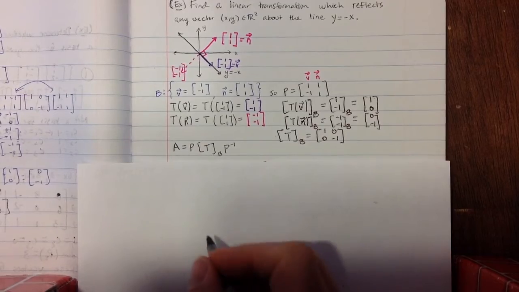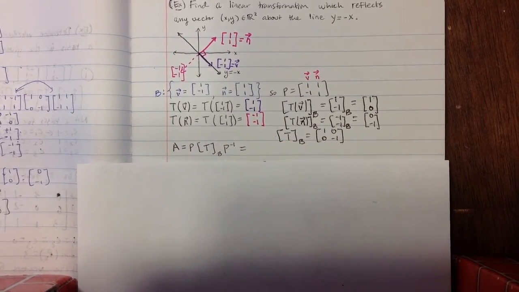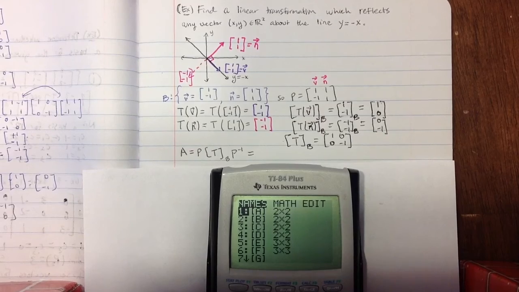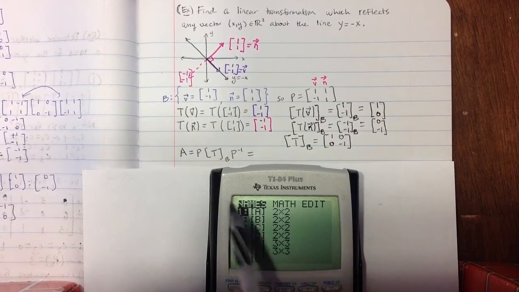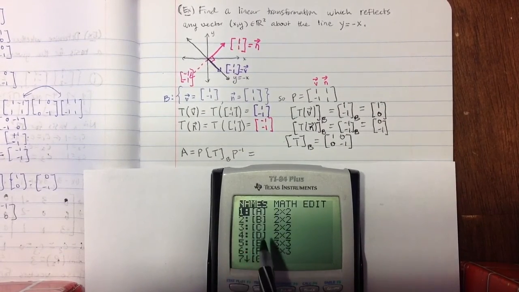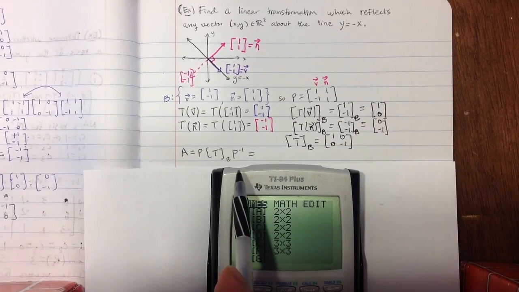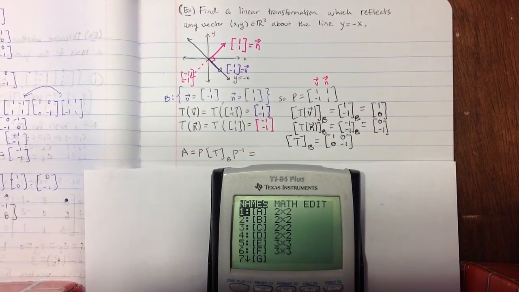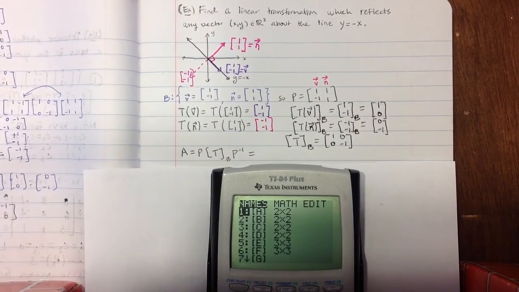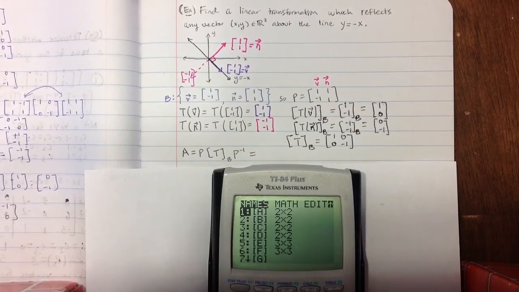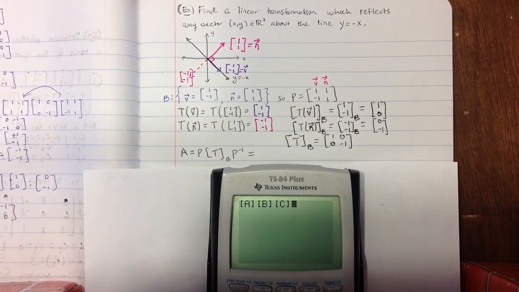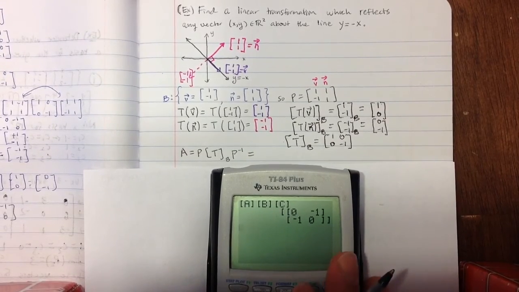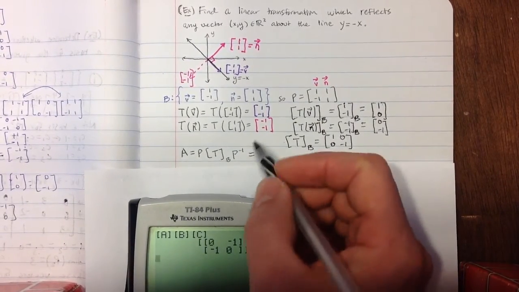Okay, now I have everything I need to plug in here. So I'm going to use my calculator for help. Okay, so I have P stored in matrix A. I have this transformation with respect to B stored in matrix B, and then I took the inverse of P and I stored it in C. So now I'm going to go ahead and take that product. So I quit out of there, and I actually have A times B times C already typed in there. So when I go ahead and multiply those out, I get this matrix, and that is going to be the standard matrix that I need.